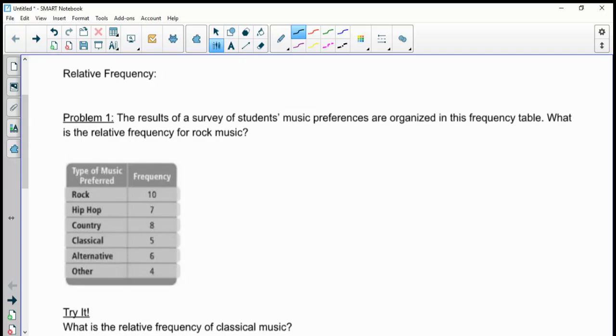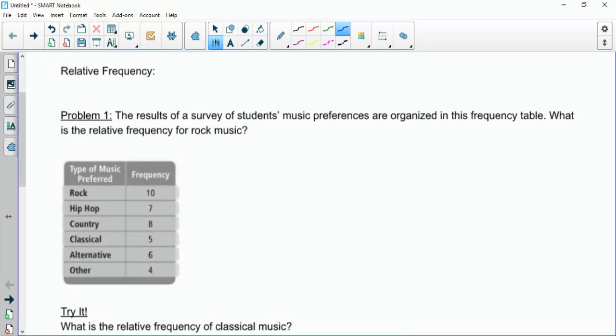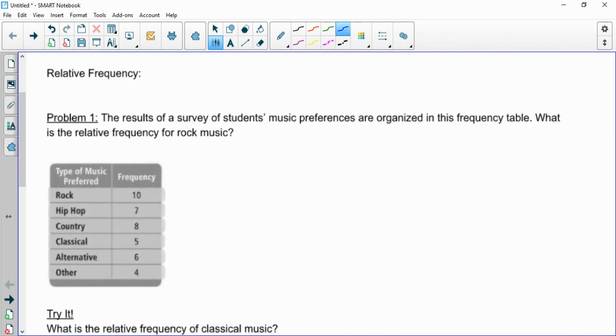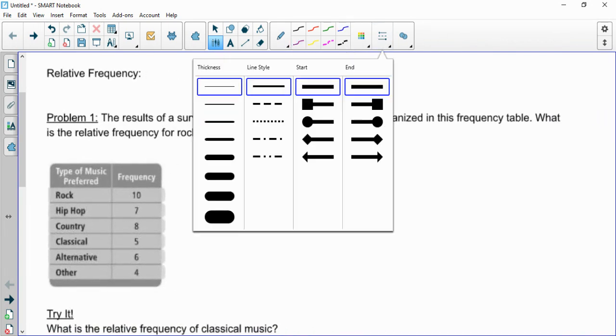This week we're going to do something a little different. You're watching this in a Google Slides, and I really just did that to try something different and see how it goes. So we're going to talk about relative frequency and frequency tables.